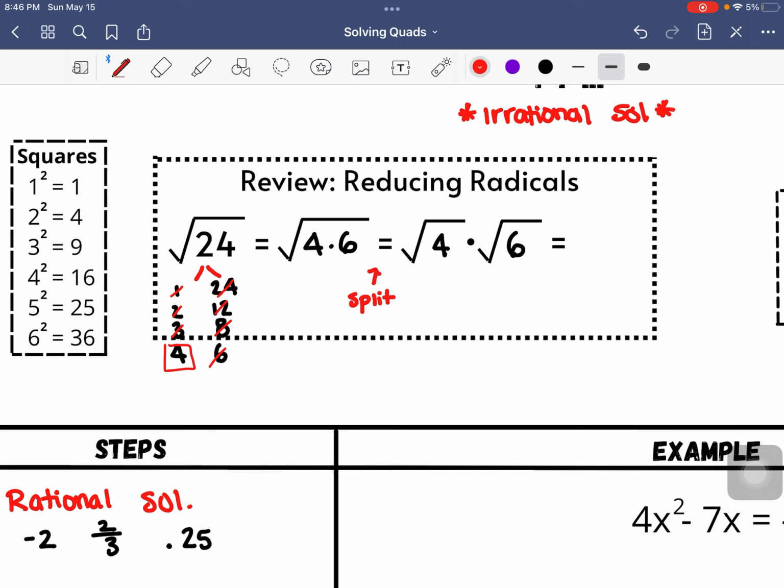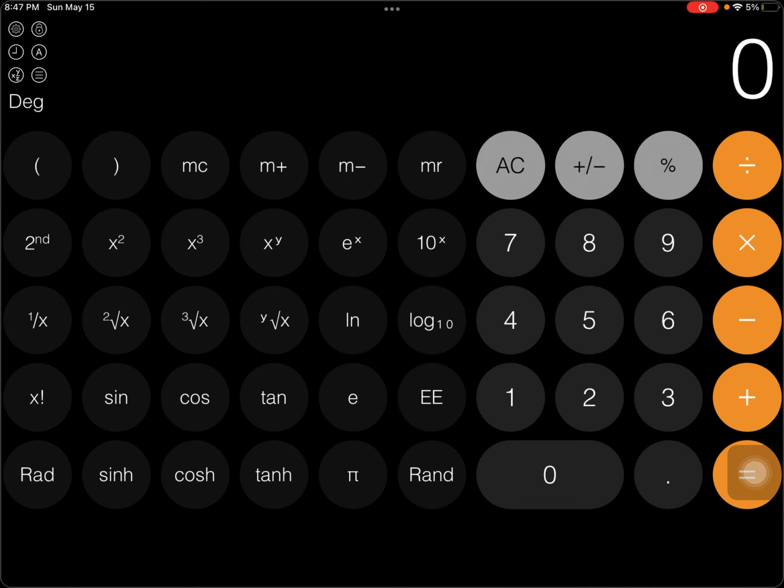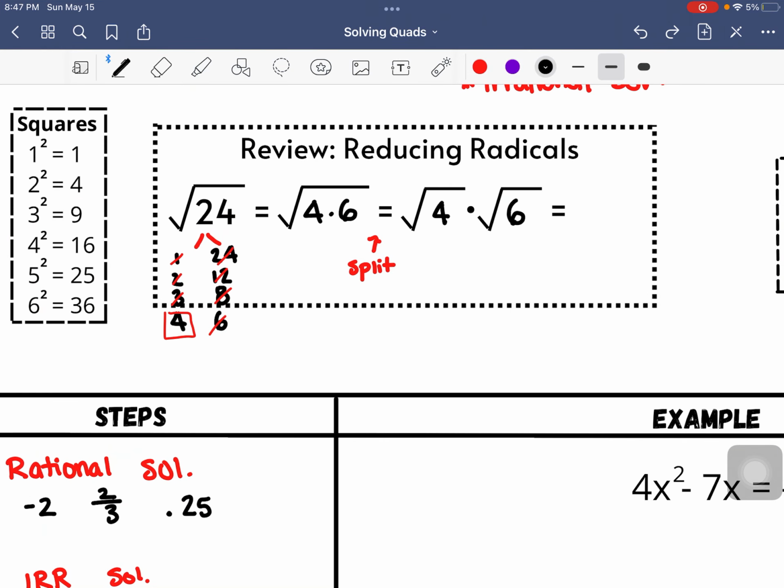Now, if we take a look at the square root of 4, this is a perfect square. And if we plug it into the calculator, we get that the square root of 4 is 2. Can we say the same for 6? No, we cannot. So my answer would be 2 times the radical of 6. And that is how you split it. That is how you reduce it.